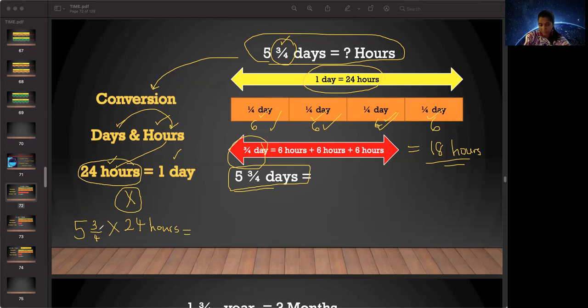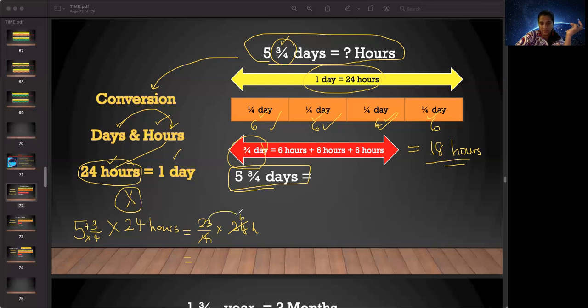Now, in order for you to do this, you change this fraction first to an improper fraction. You could do that. So what is 5⅔ expressed as an improper fraction, where you simply do a multiplication and addition. This is covered in the topic of fractions. 4 times 5, 20, 20 plus 3, 23. So you'll get 23/4 multiplied by 24 hours. Do not forget your unit. So now you can simplify it. 4 divided by 4, 1. 24 divided by 4 would be 6. And then you do a multiplication of 23 times 6.